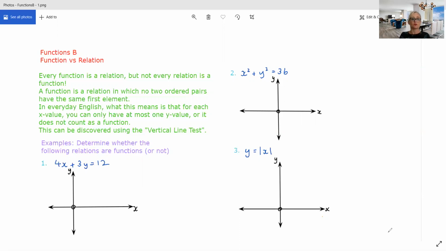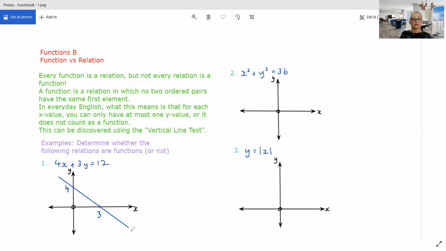Let's graph the first one here. This is going to be a straight line. It's a linear function. Let's just think about it for a minute. The x-intercept occurs when y is 0, so x will be 3. The y-intercept occurs when x is 0, so y will be 4. So this is going to be a straight line that's going to look like this. You just move it into place correctly. That sort of thing.